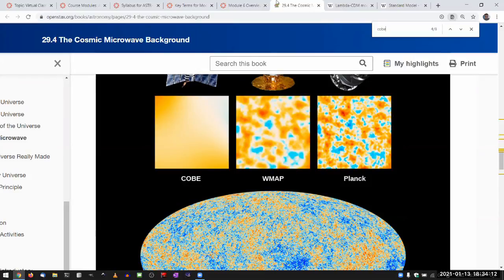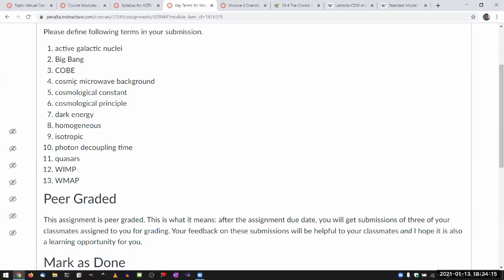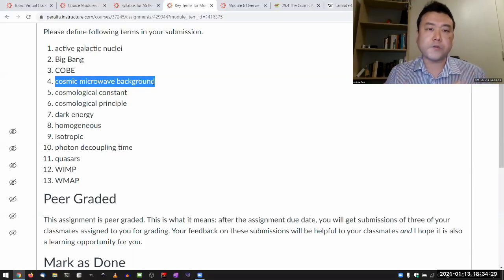So let me leave that there and go on to the next term. Cosmic microwave background, that's an important one. It's probably one of the two important observations that are the grounding place for module 6 material. The first is what you saw yesterday in module 5, the expansion of the universe, Hubble's discovery. The second piece, cosmic microwave background, is our best observation of the early universe.